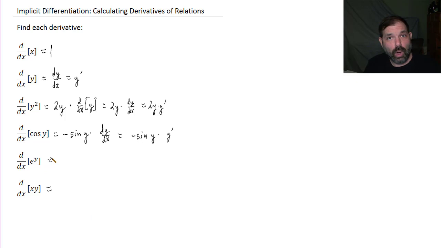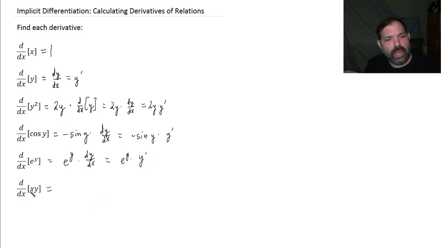d by dx of e to the y, applying the chain rule, that would be e to the y, since the derivative of an exponential is the exponential itself, times dy dx. Or again, we could write that as e to the y times y prime.